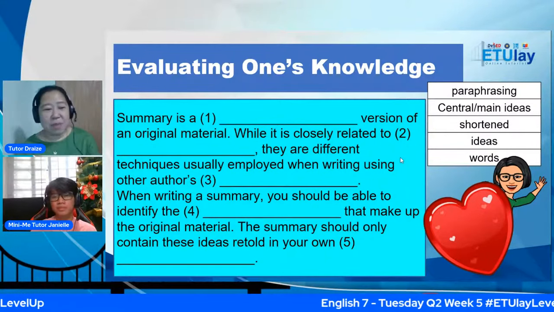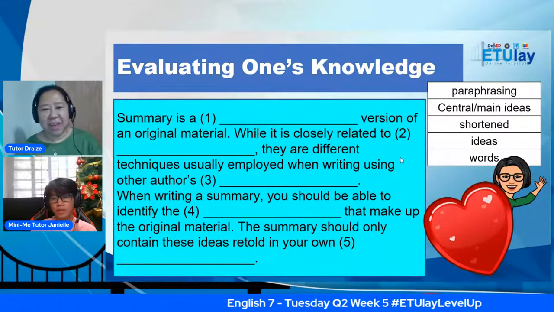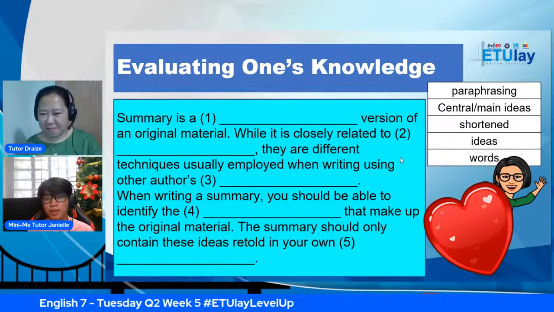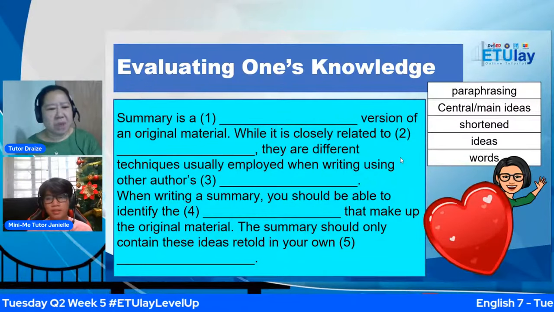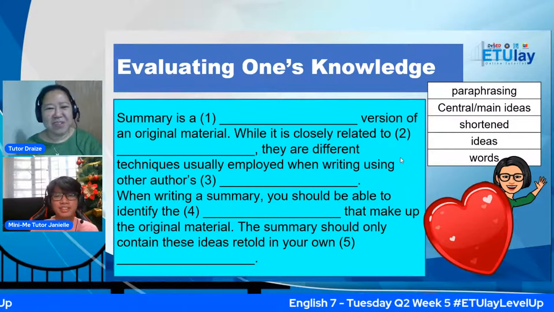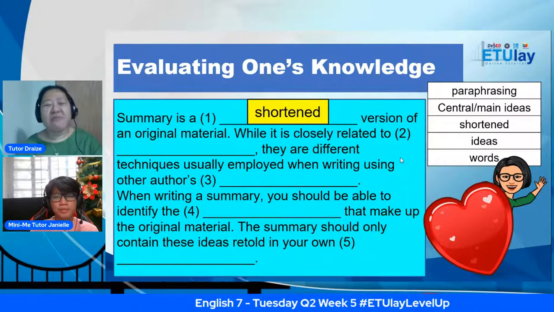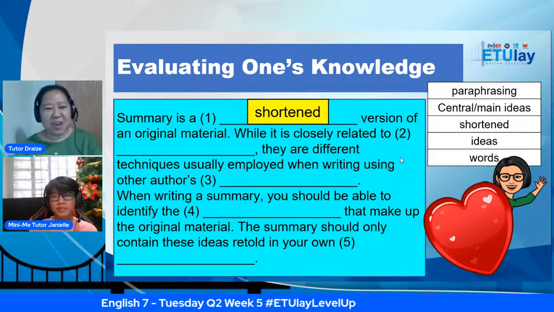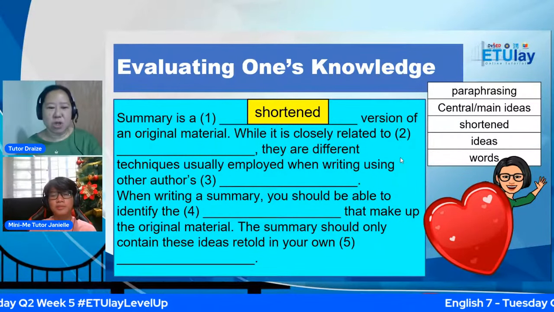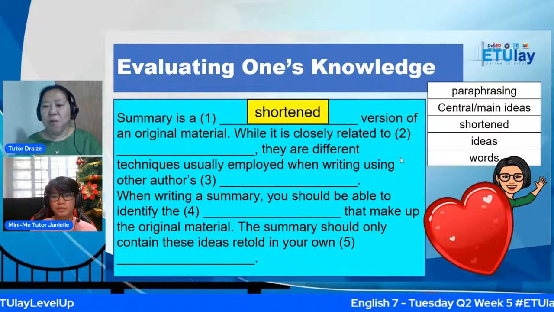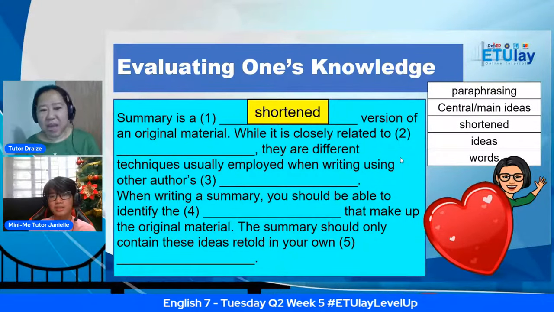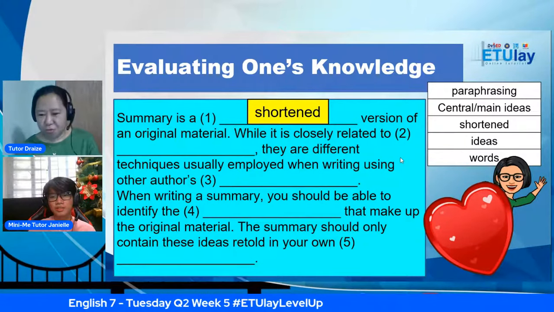Okay, now we have some answers. What is their answer, Kuya Janiel, for number 1? For number 1, the answer is shortened. Okay, do you think it's correct? I think, ma'am, it's correct po. Okay, let us check. Very good. So you got the correct answer for number 1. It is a shortened version of an original material. What about number 2? What do you think is the answer for number 2?